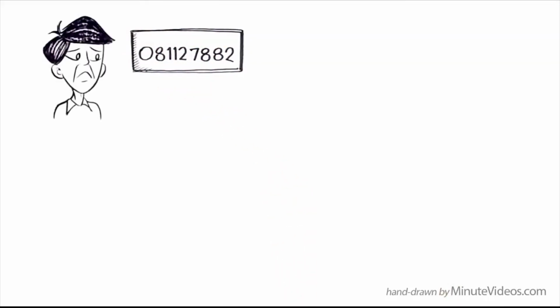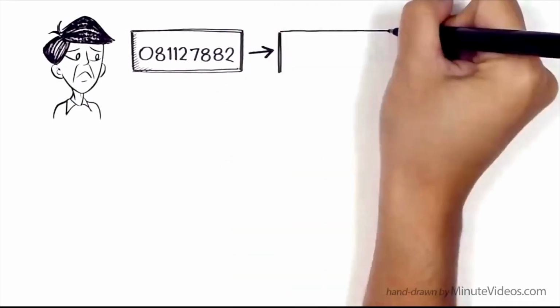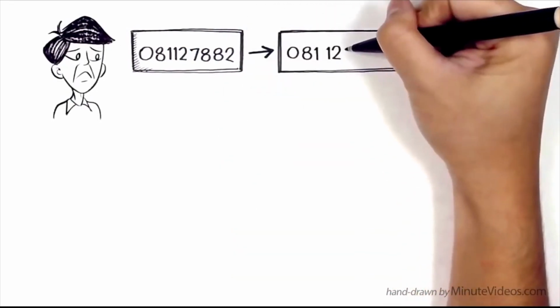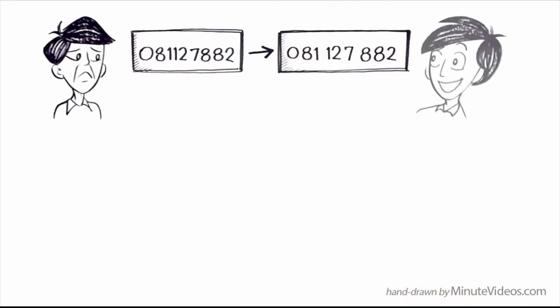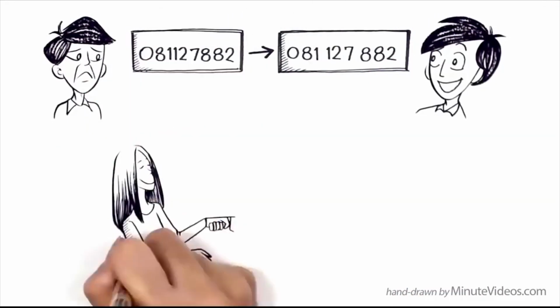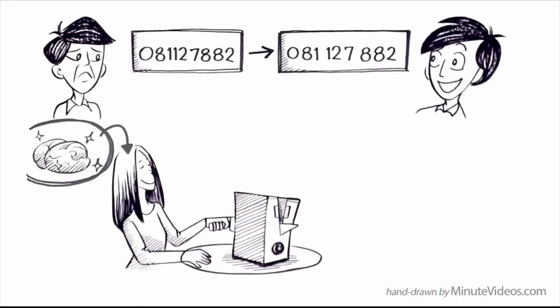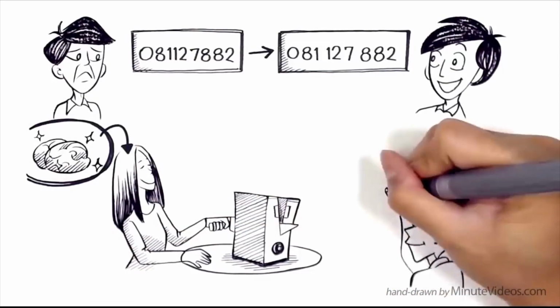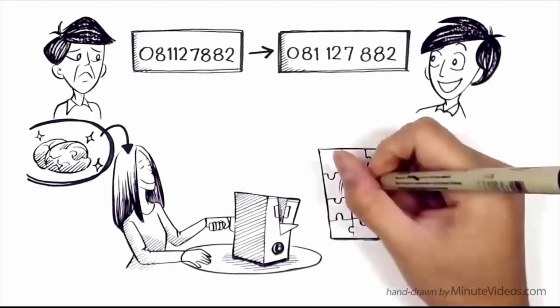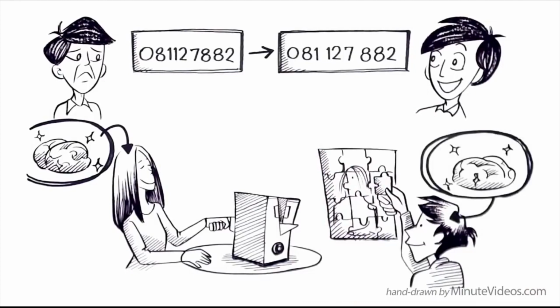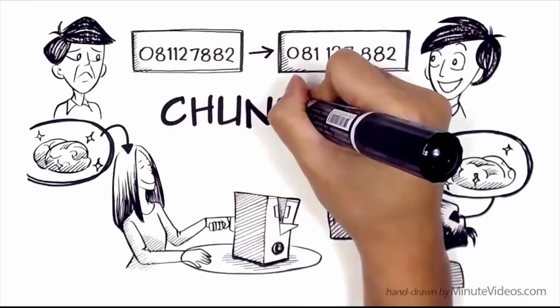081127882 is a hard number to remember. If you chunk the number into 081127882, it's easier. Cutting large bits of information into smaller pieces helps us to understand. If we put small pieces back together, we can see the big picture, and that helps us to remember. The process is called chunking.